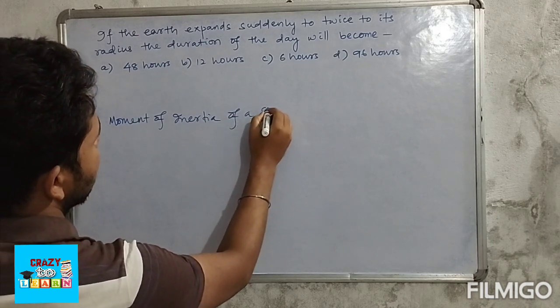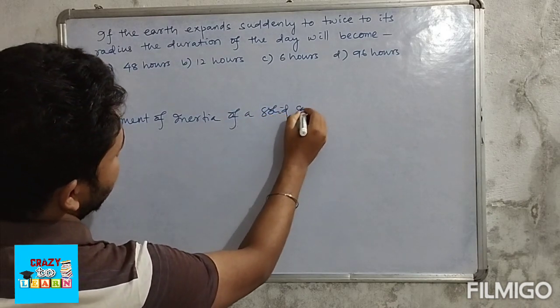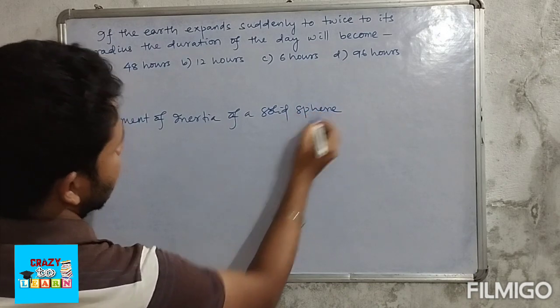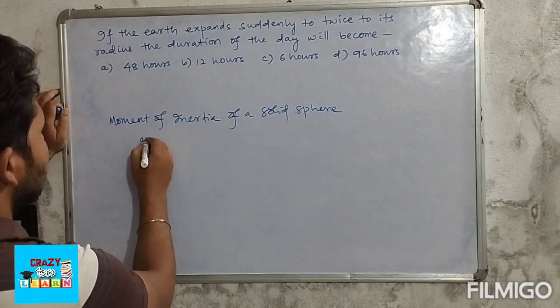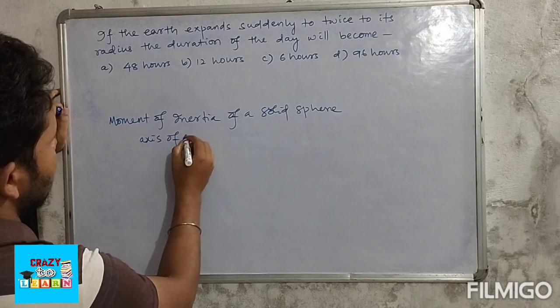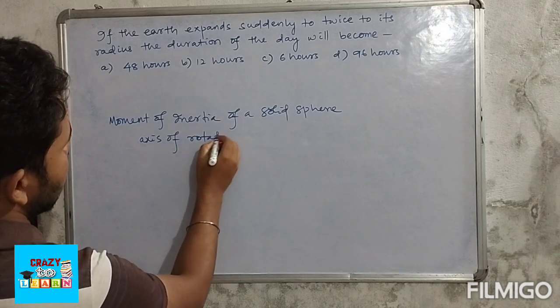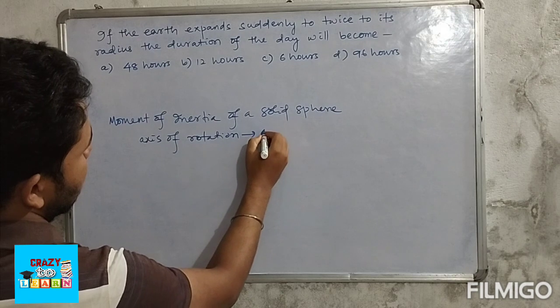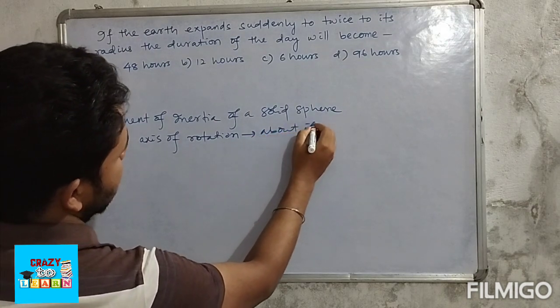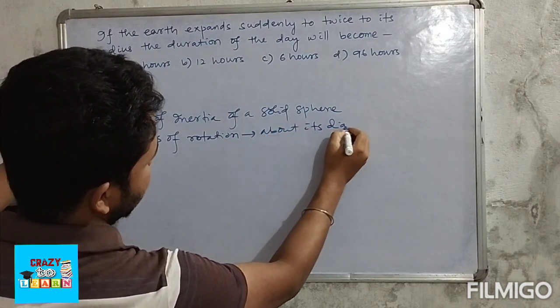of a solid sphere, axis of rotation about its diameter.